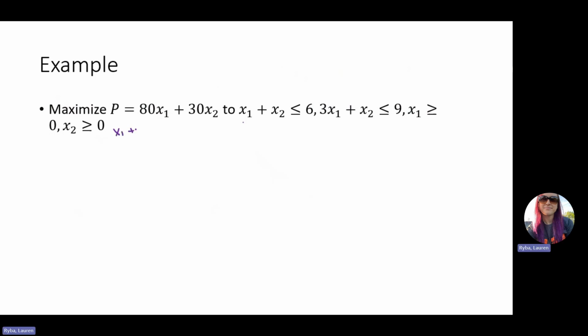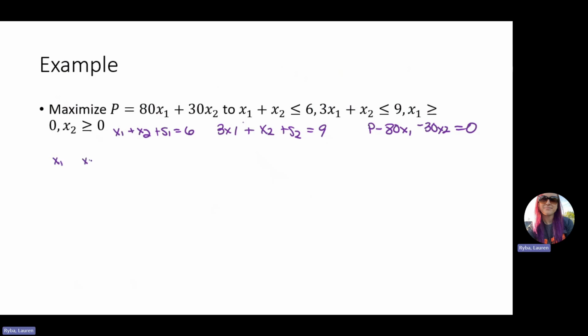All right, so we have x1 plus x2 equals 6. Nope. Slack 1 equals 6. 3x1 plus x2 plus slack 2 equals 9. And then I'm going to move these over. So P minus 80x1 minus 30x2 equals 0.